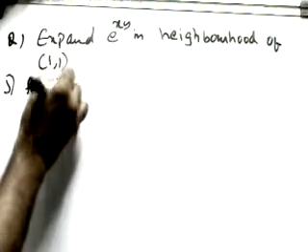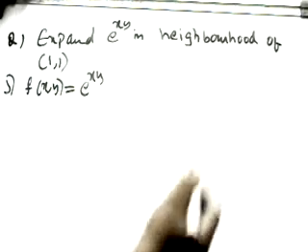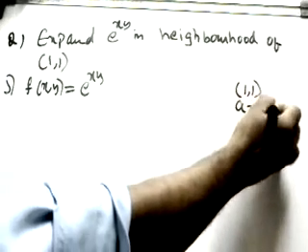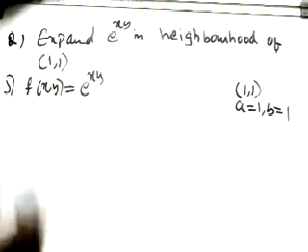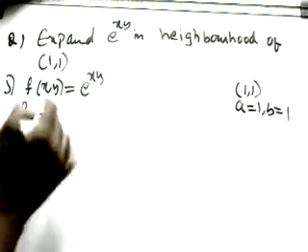Now see here, f(x,y) equals e power xy. One more thing given is the neighborhood of (1,1), that means a equals 1, b equals 1. So let me continue here. Let me first differentiate a few terms.